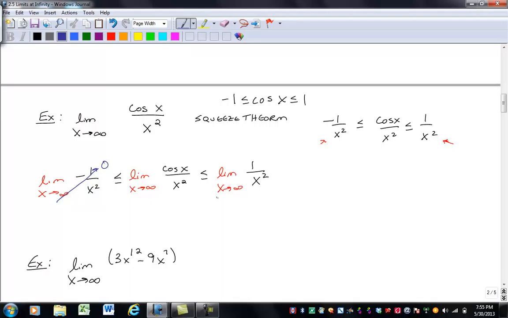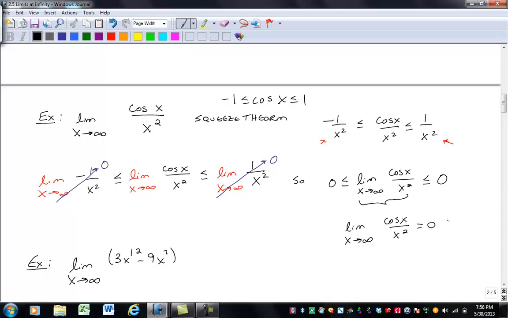And this limit over here, the limit as x goes to infinity of 1 over x squared, goes to 0 as well. That's property 3 from the list above. And so I have 0 less than or equal to the limit as x goes to infinity of the cosine of x over x squared, which is less than or equal to 0. And the only number in the whole world that could make that work is the number 0. So we've proven from the squeeze theorem that this limit is 0. We've squeezed it between two functions we know.